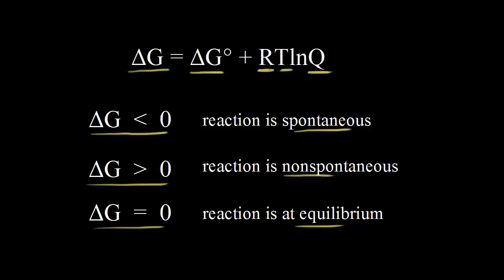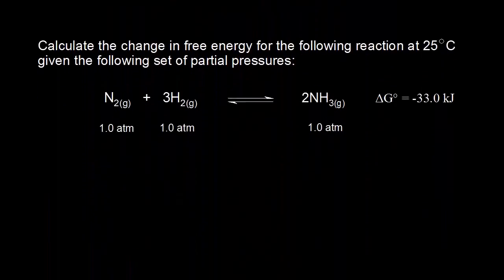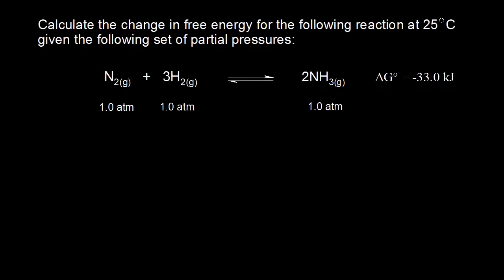Let's apply this equation to an example. So here we're trying to synthesize ammonia. Our goal is to calculate the change in free energy. So we're trying to find delta G for the following reaction at 25 degrees C, given the following set of partial pressures. So nitrogen gas plus hydrogen gas gives us ammonia gas. And at 25 degrees C, the standard change in free energy, delta G0, is equal to negative 33.0 kilojoules.